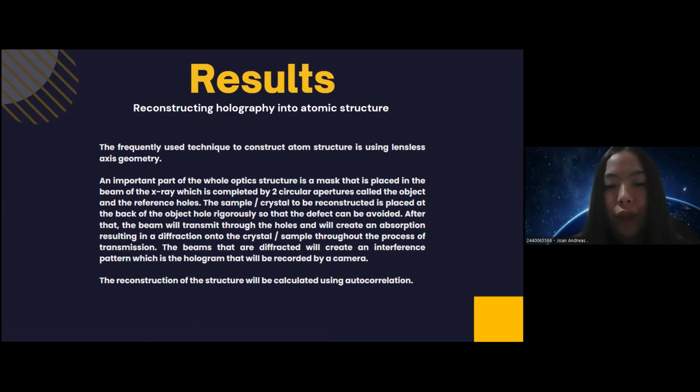The beams that are diffracted will create an interference pattern, which is the hologram, and that will be recorded by a camera. The reconstruction of the structure will be calculated using autocorrelation.